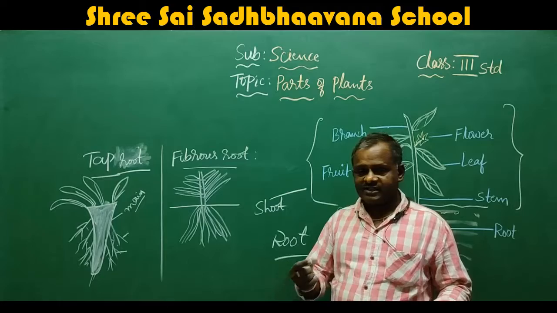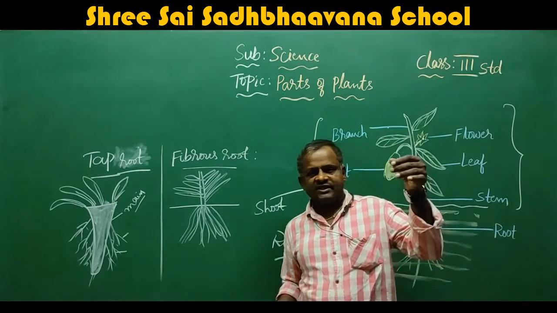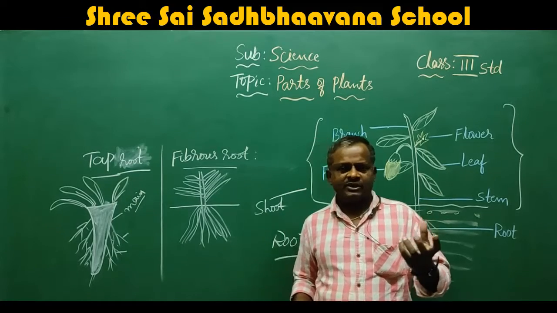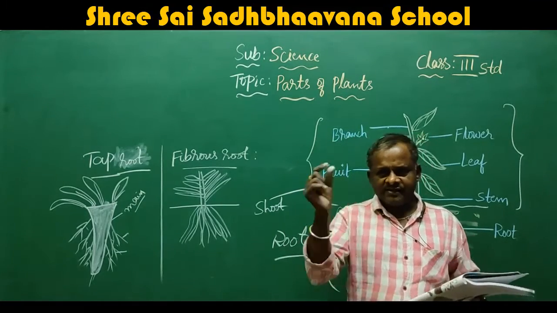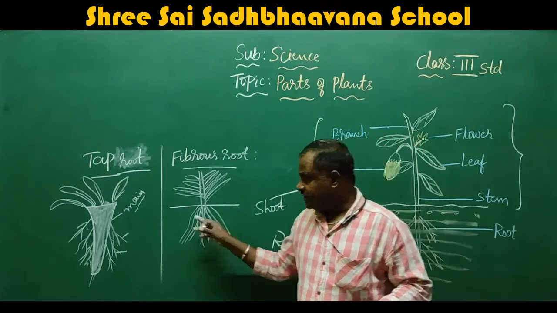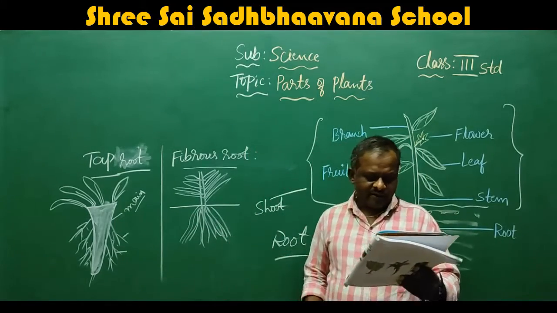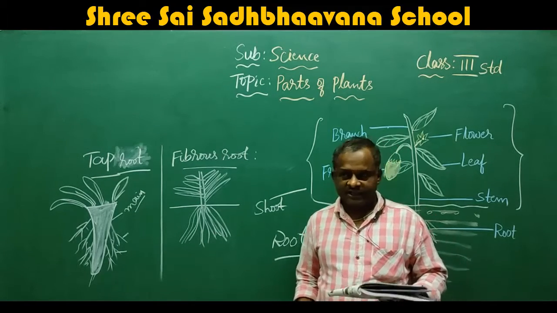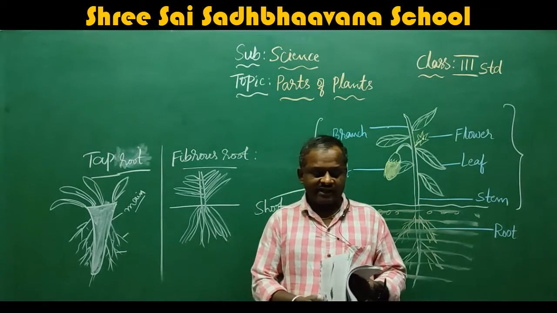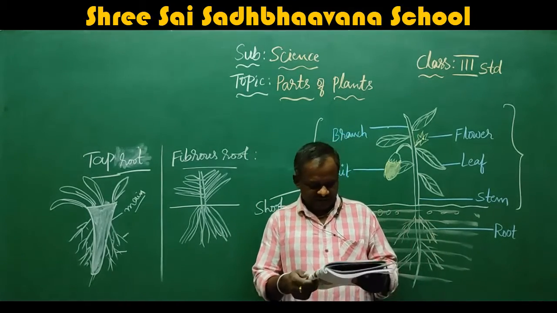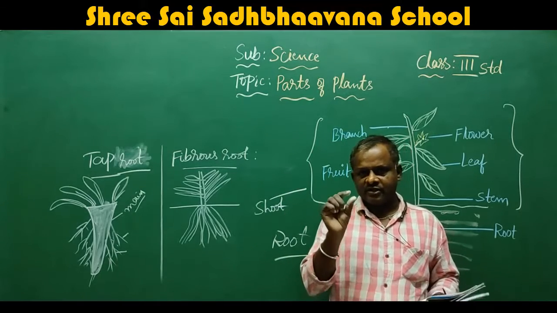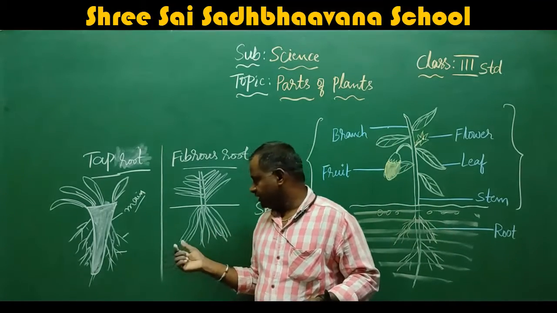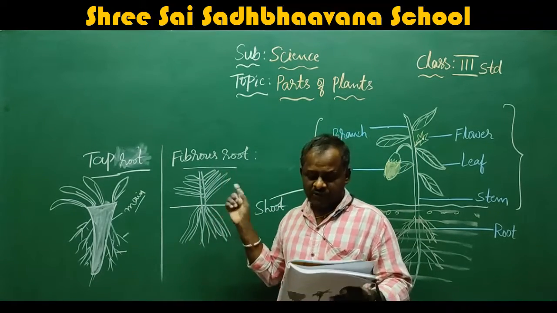Here in the fibrous root system, when you pick a grass plant, you will see the fibrous root system. That means a bunch of roots growing from the same point. There is no main root at all. Coconut also is an example, and all monocotyledons. Monocotyledon means ragi, wheat and paddy. All the monocotyledons are examples for the fibrous root system.